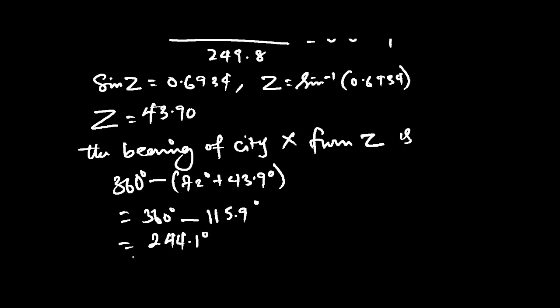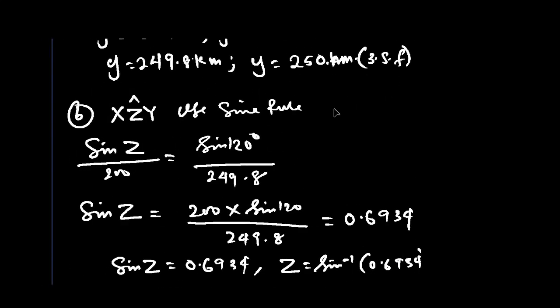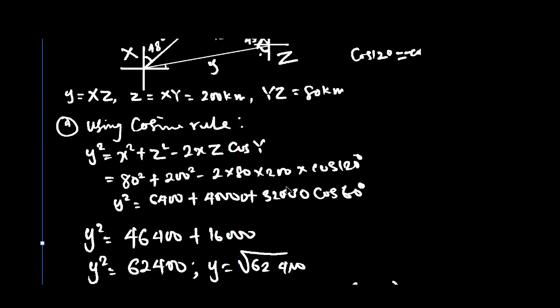So to three significant figures, I will have that the bearing of city X from city Z is equal to 244 degree. Do you understand that now? Okay, so let me just show you once again how we are convinced that we are correct for that.